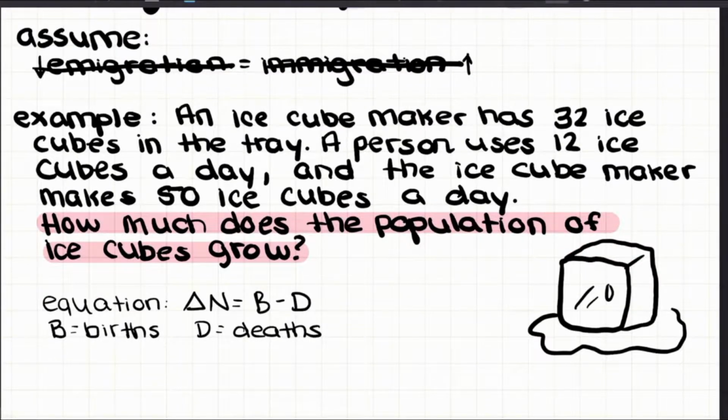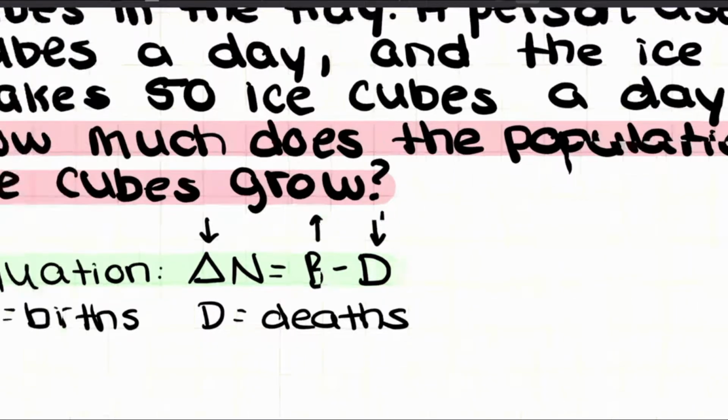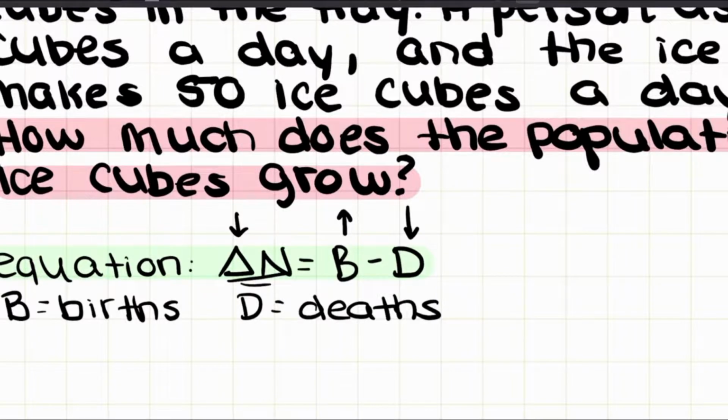So we have this equation that we're looking at right here. Delta N is equal to B minus D. So delta in math, that's that little triangle guy. That always symbolizes a change in something. So the change in the population size is equal to the births minus the deaths. And the reason why we can say this is because the births is how much the population is growing by at any one time, and the deaths are how much the population is shrinking by. So the total change in population size is the sum of these two.